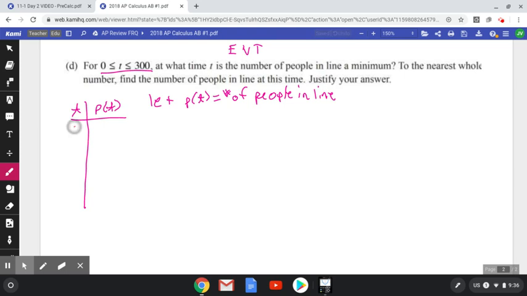Okay, and so we know we have to check 0, and we know we have to check 300. The minimum could occur at the beginning. There's only 20 people there, or it could occur at the end. Who knows?